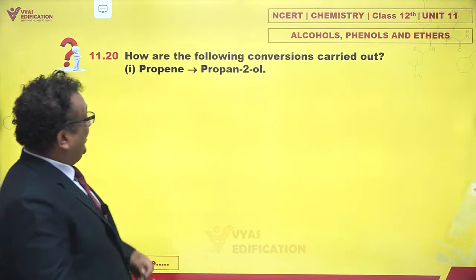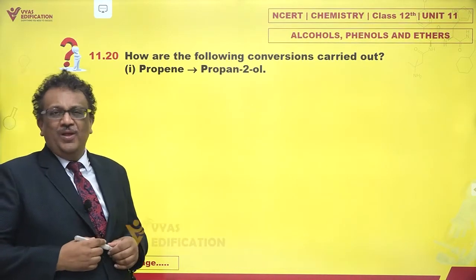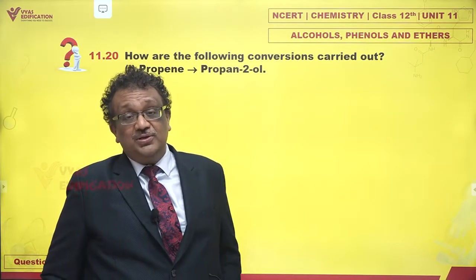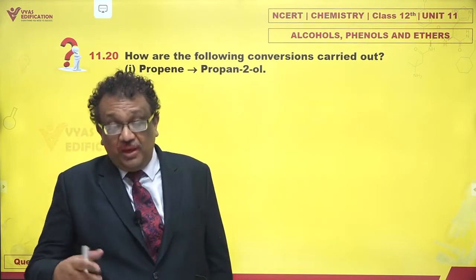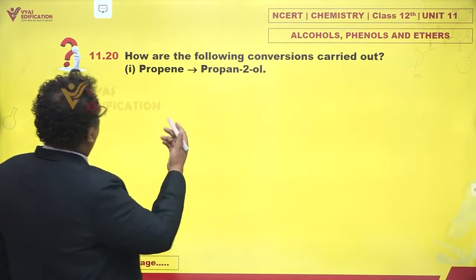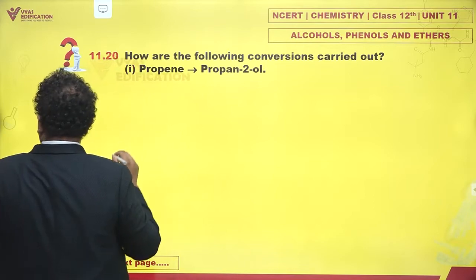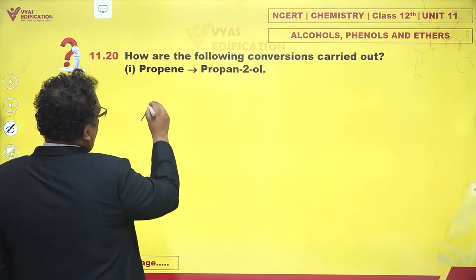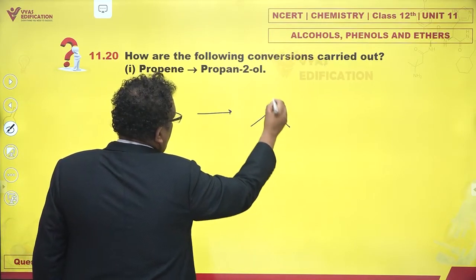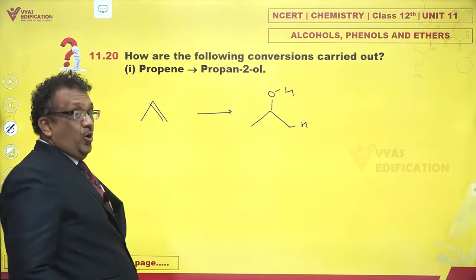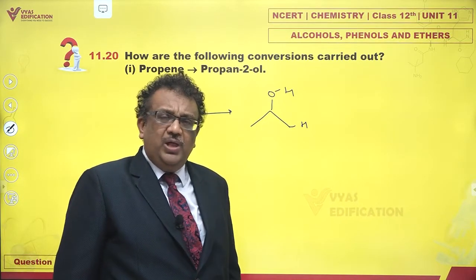How are the following conversions carried out? How do you change one compound to the other? Because this is something which is very important in general practical organic chemistry, in industry also. So if you are given, say, propene, and you intend to convert it to propane 2-ol, you have added H and OH. How would you do that?